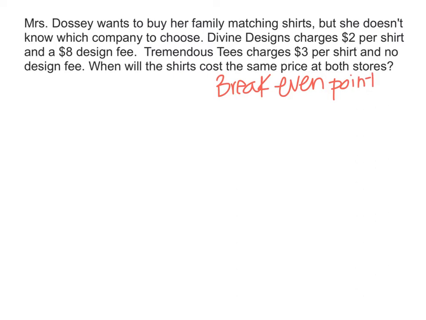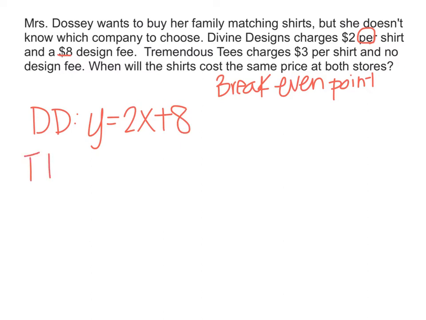Okay, so we need to make two equations, one for Divine Designs, so we'll put DD. So I know I have a constant rate of change of $2 per shirt. So I have Y equals 2X and an $8 design fee, so plus $8. And then Tremendous Tees has $3 per shirt, so Y equals 3X, and I have no design fee.